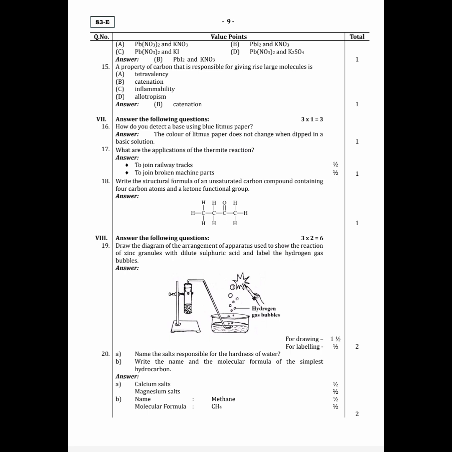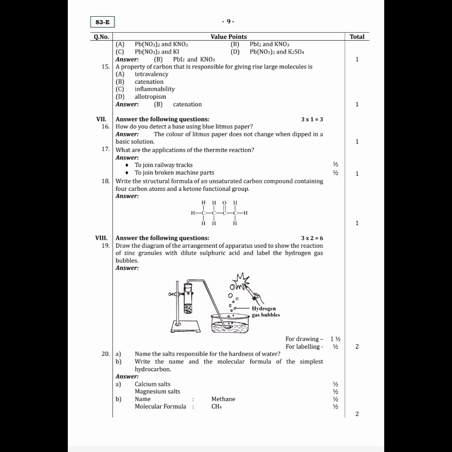15th question. A property of carbon that is responsible for giving rise to large molecules is: option A, tetravalency; option B, catenation; option C, inflammability; option D, allotropism. Answer is option B, catenation.